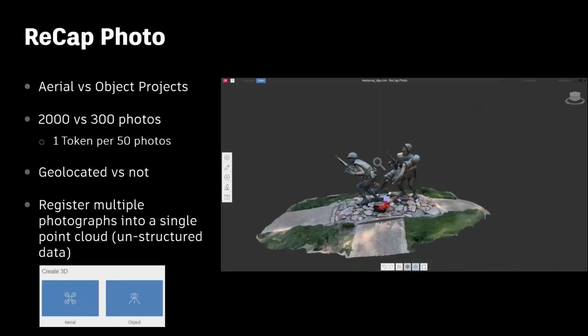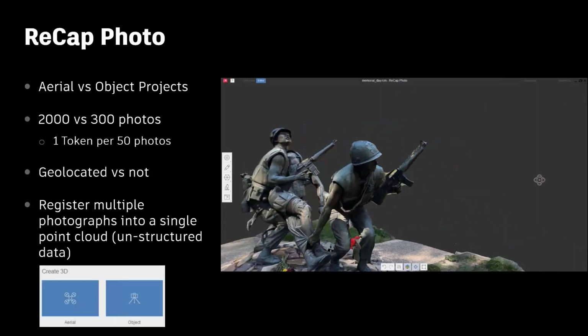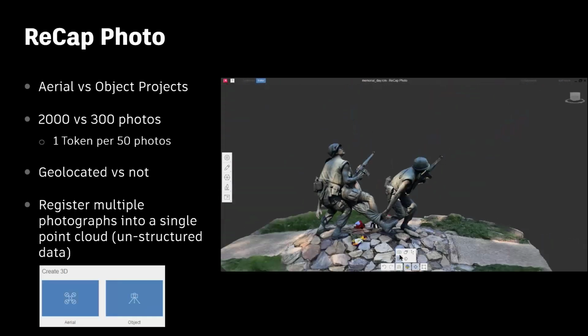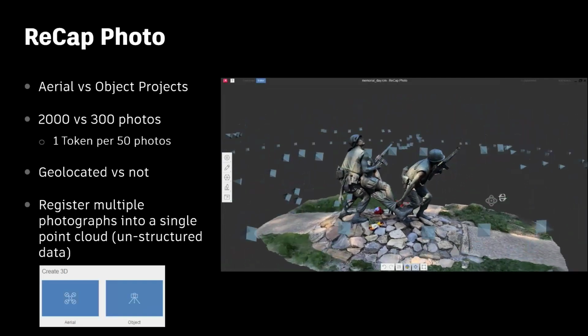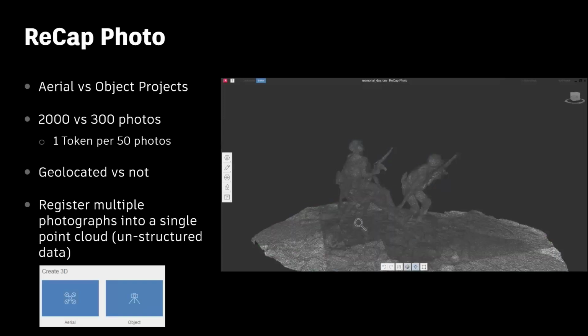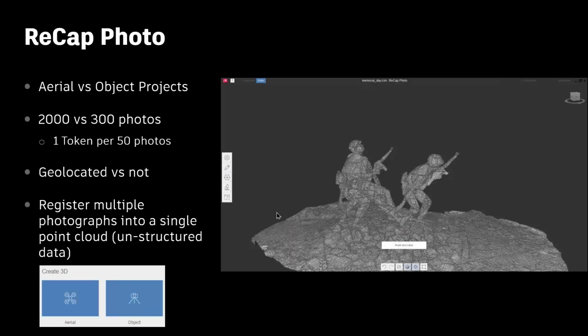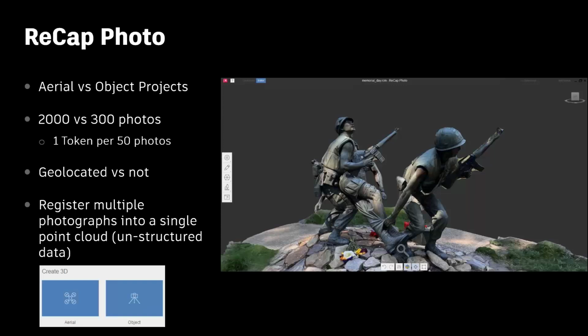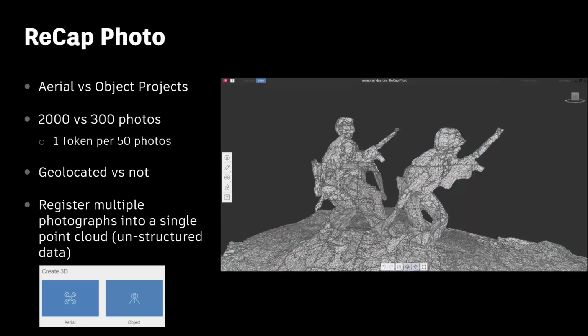There's also Recap Photo. This installs with Recap, and there are two distinct project types that you can create. There's an aerial and there is an object project type, and there are some very distinct differences between the two. Aerial allows you to upload up to 2,000 photos, typically from a drone. It is geolocated based on either the metadata, the GPS coordinates within that photo, or coordinate points captured on the site, survey points, for example.